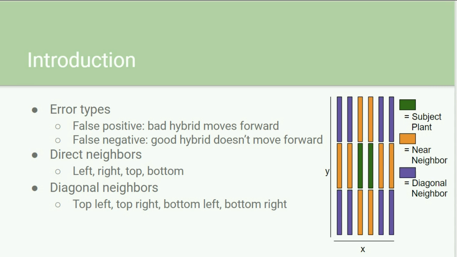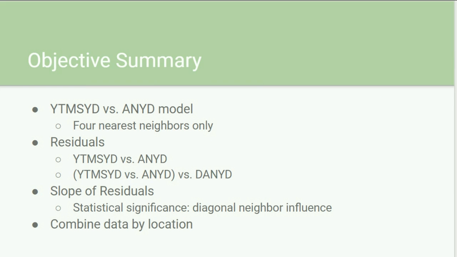When looking at which hybrids move forward, there are two types of errors, false positives and false negatives. To further investigate the impact that neighbors can have on these errors, spring of 2018 has looked into diagonal neighbors, pictured in purple. When calculating residuals for the nearest direct neighbors, yield to true yield difference and average neighbor yield difference were the only two models used. Residuals used for the diagonal neighbors not only included this, but also compared these residuals to the diagonal neighbor yield difference.